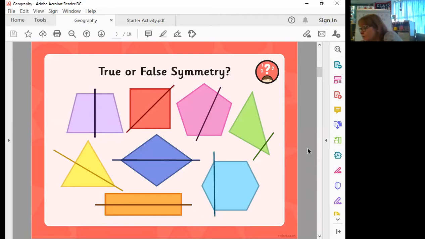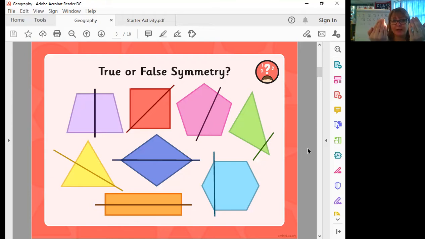It can go vertically, it can go horizontally, it can go diagonally, but it has got to go through the middle of the shape. Now, in order for it to be symmetrical, it's got to look the same on both sides. Okay, reflective symmetry is like when you look in a mirror.